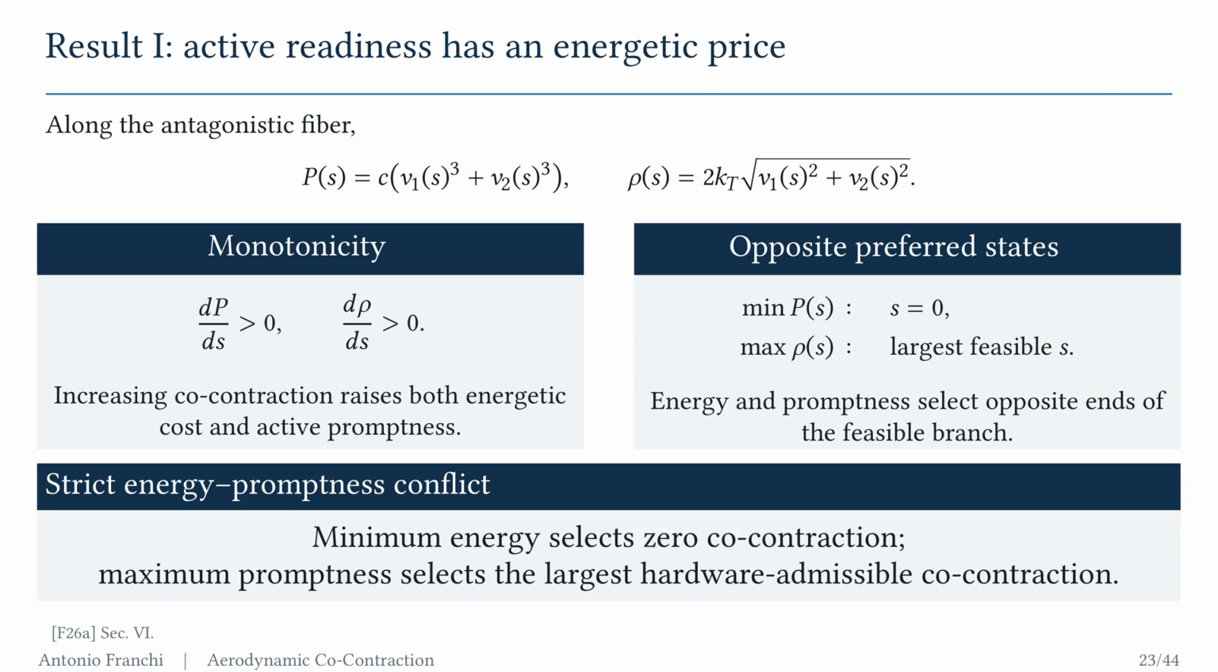Substituting this parametrization into the observables gives the first main result. Power is cubic in the two speeds, while promptness is proportional to the square root of the squared sum. Both derivatives with respect to S are positive. Consequently, minimum power selects S equal to 0 at the fiber vertex, whereas maximum promptness selects the largest hardware admissible S. More active readiness is available, but it has a strict energetic price.